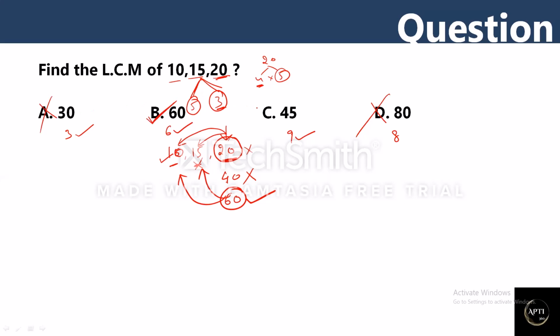Of course, yes. 45 divisible by 4? No. So the only option left out is option B. Okay, so it is quite easy to identify which answer is correct by using the divisibility rule. And I hope you all are clear.